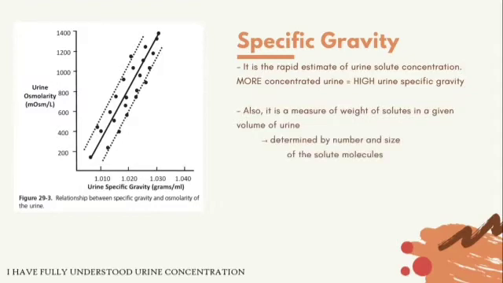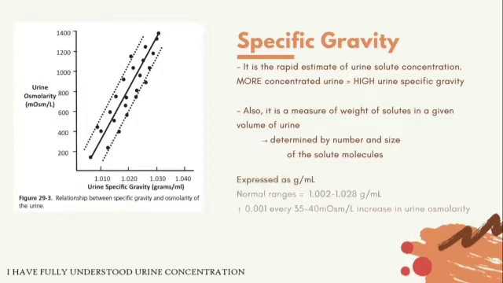This is in contrast with the osmolarity, as we know that this is determined only by the number of solute molecules in a given volume. But in most cases, urine specific gravity increases linearly with increasing urine osmolarity, as we can see on this figure. Which means that when osmolarity increases, the urine specific gravity also increases. This specific gravity is expressed as grams per milliliter, with a normal range of 1.002 to 1.028 grams per ml, which could rise 0.001 for every 35 to 40 milliosmoles per liter increase in urine osmolarity.